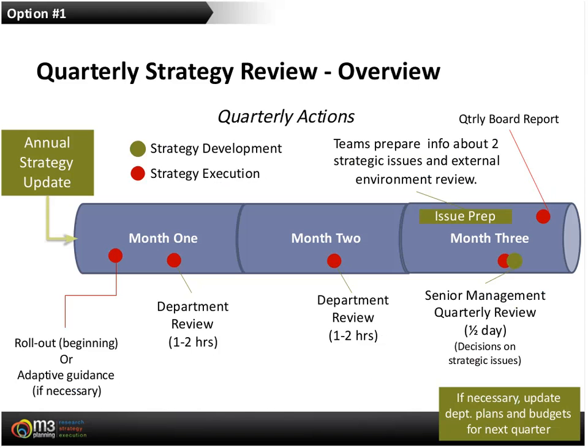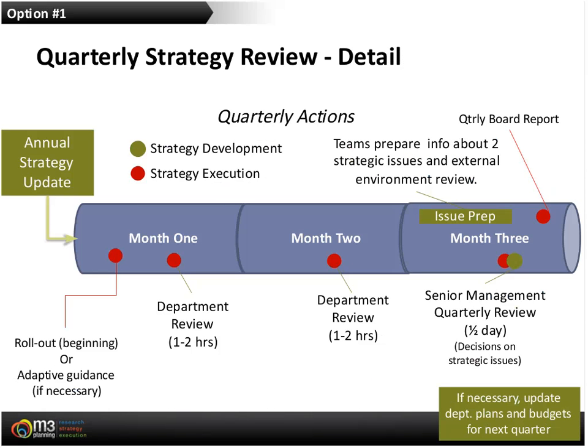So here's the details on how that works. You start out with the annual plan. Plan's in the system, you're ready to start out. So in month 1, it gets rolled out to everybody. Then you have your operations review. Depending on your organization, 1 to 2 hours. It shouldn't normally be a long meeting.